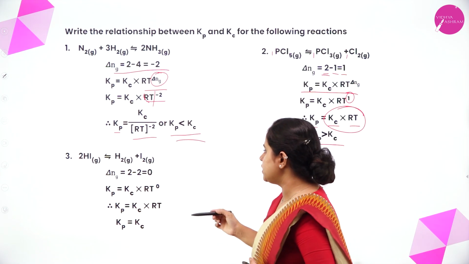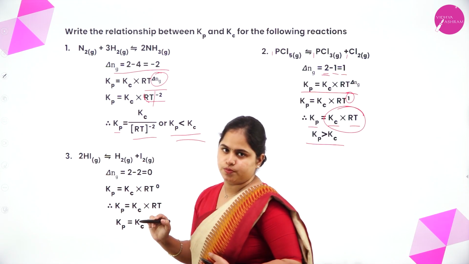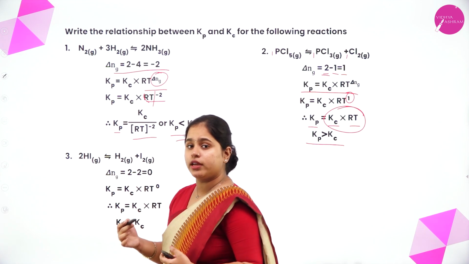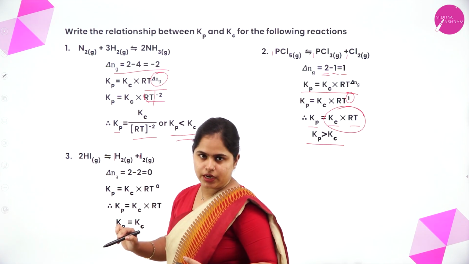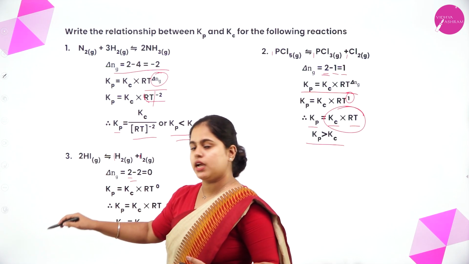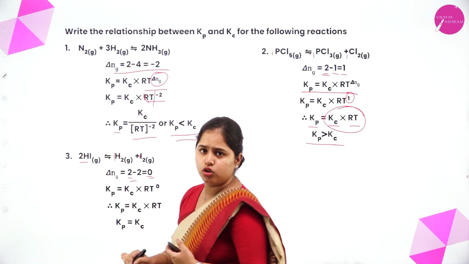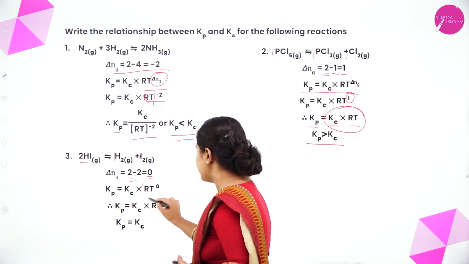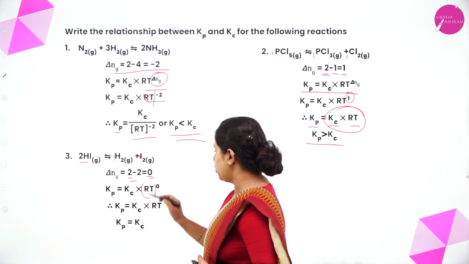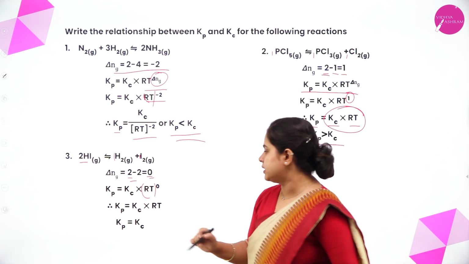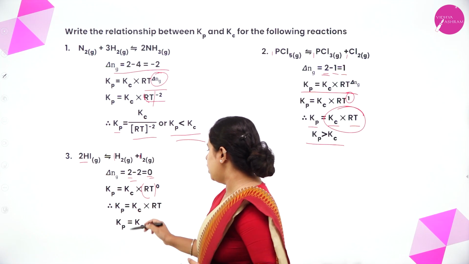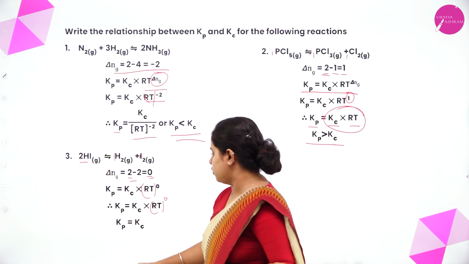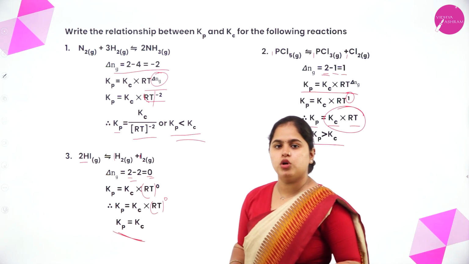Now the third condition we can see 2HI giving H2 plus I2. Okay, it's a balanced chemical equation. Again, let's calculate delta Ng. Here number of moles of products, it is 1 and 1 here, right? So that is 2. Now number of moles of reactants, it is just 2. So 2 minus 2 will be equal to 0. So again we are going to consider the equation Kp is equal to Kc into RT raised to delta Ng. Now what is delta Ng? It is 0. Anything raised to 0 will be 1, right? So this term will become 1. So what happens? Kp will be equal to Kc into RT raised to 0. So that is equal to 1 and it becomes Kp will be equal to Kc.